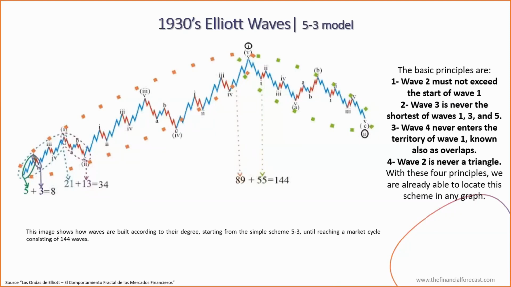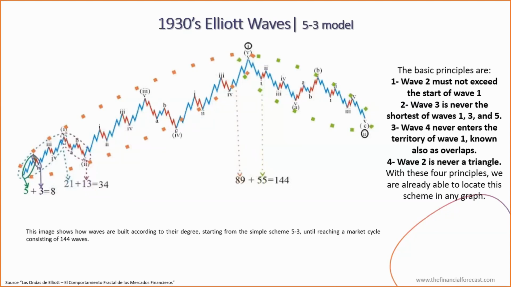The second rule is that wave 3 is never the shortest wave of 1, 3, and 5. Elliott mentioned 2 different kinds of waves, the motive waves and the corrective waves. Waves 1, 3, and 5 are the motive waves. Why? Because they move in the direction of the main trend. And the corrective ones are those that move in the opposite direction of the main trend.